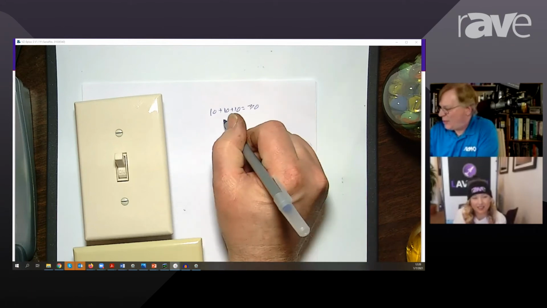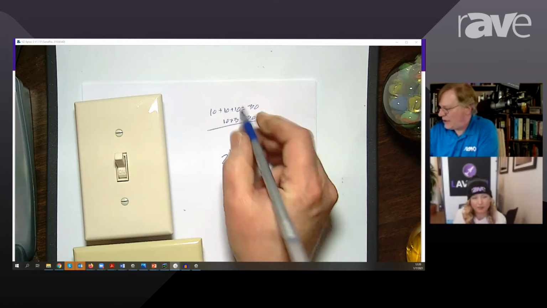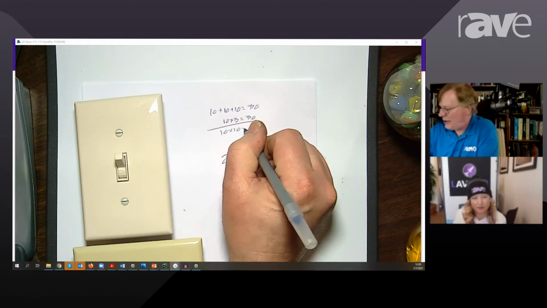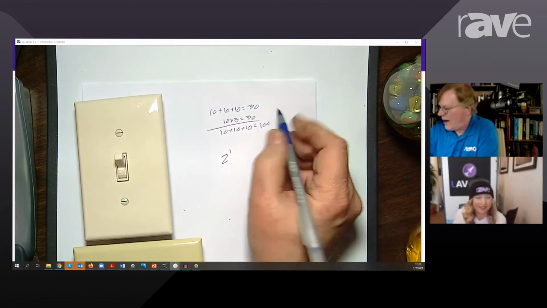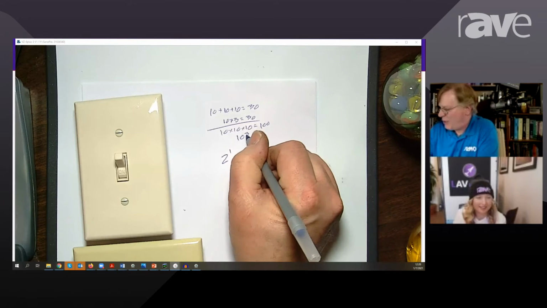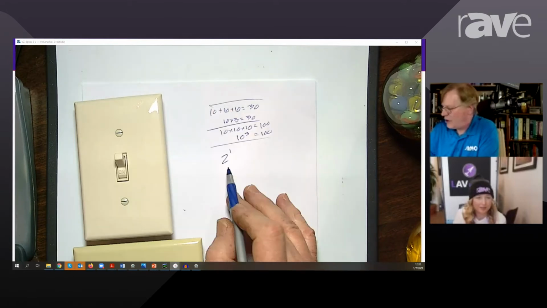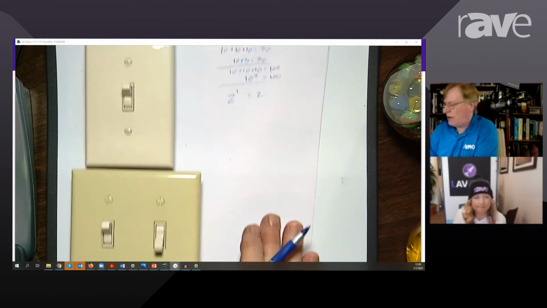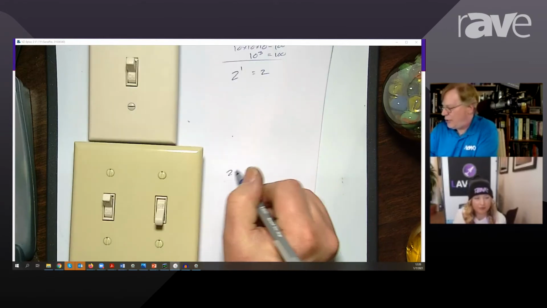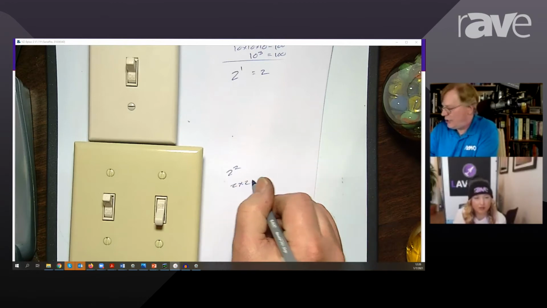Or I can use multiplication as a shortcut for addition in the same way. 10 times 10 times 10. Now that's 10 to the power of 3. Okay, I'm using exponents as a shortcut for multiplication. So this is 2 to the 1, I have 2 possible states. Now I have 2 to the 2, which is also known as 2 times 2.